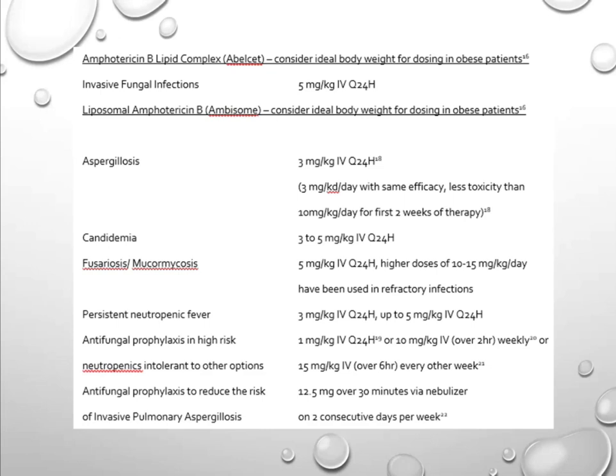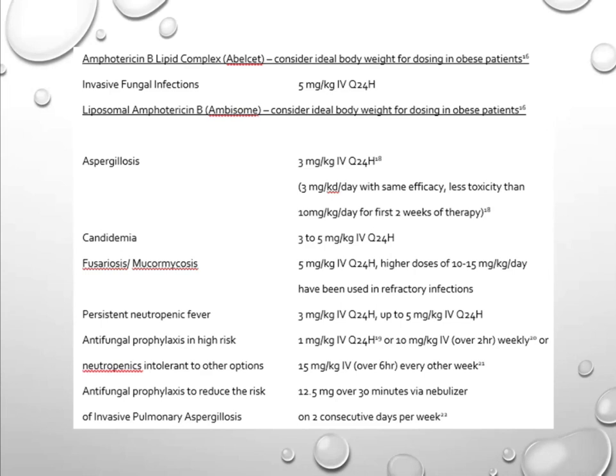Otherwise, the package insert recommends 3 to 5 milligrams per kilogram per day. But for fusariosis or mucormycosis, there certainly is experience using higher doses than 5 milligrams per kilogram per day. 7.5, 10, upwards of 15 milligrams per kilogram per day have been used, although no one knows the magic number for when efficacy is maximized and toxicity starts to become more of the problem.